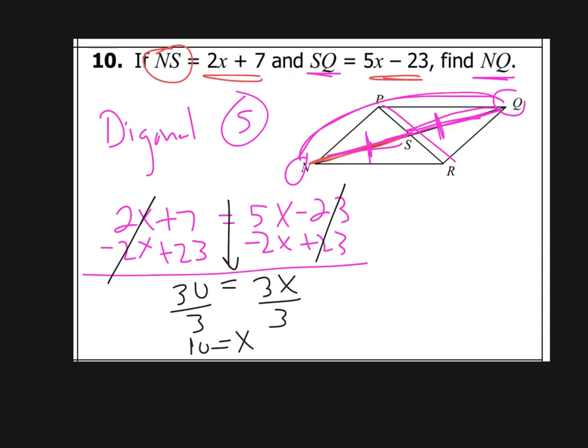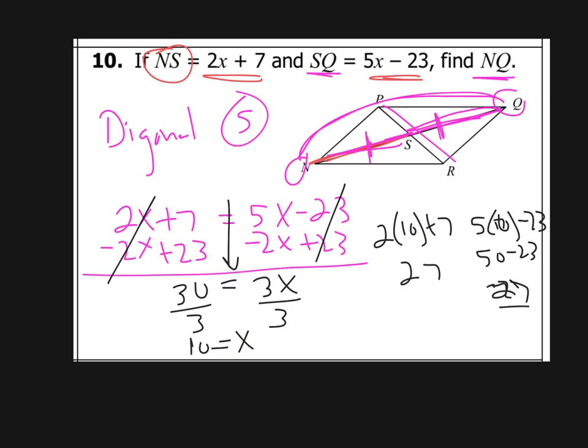Now what am I going to do with that 10? I'm going to put that into 2 times 10 plus 7, and that's going to be 27. And then the other one is 5 times 10 minus 23, so that's 50 minus 23, which happens to be 27. And both of these little halvesies here are 27 and 27.